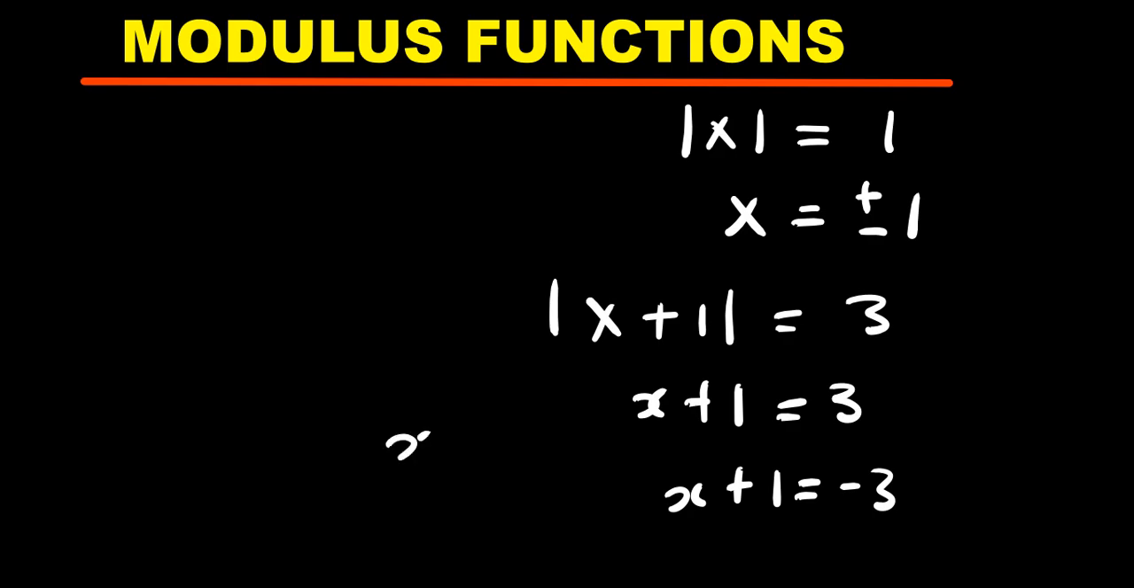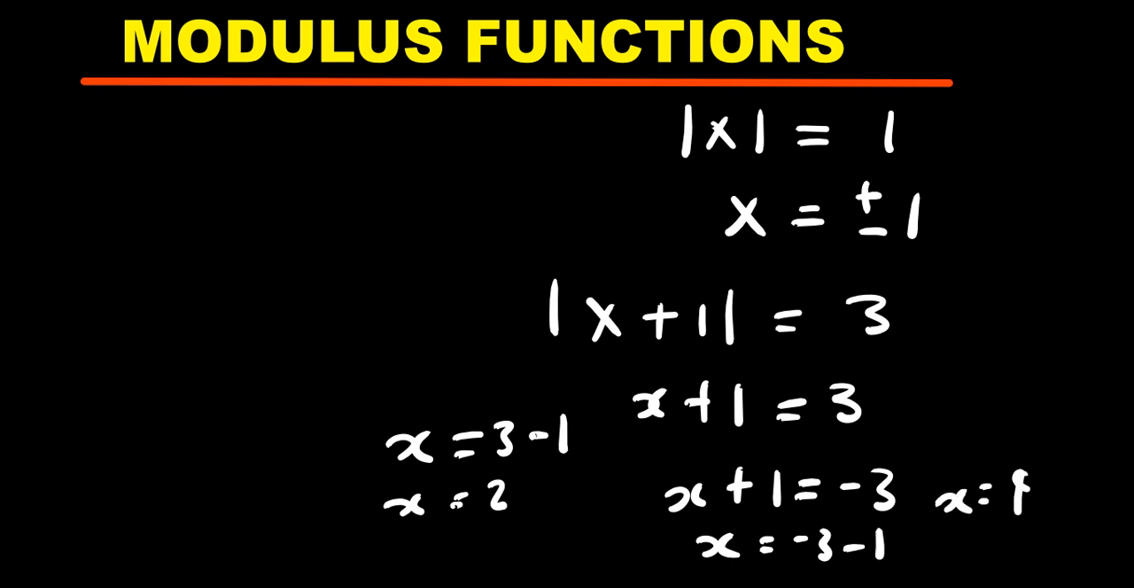So you're going to have x is equal to 3 minus 1, x is equal to 2. Then when we solve the one that is down, x is equal to negative 3 minus 1, so x is equal to negative 4. You will have two values of x. Then what are you going to have?